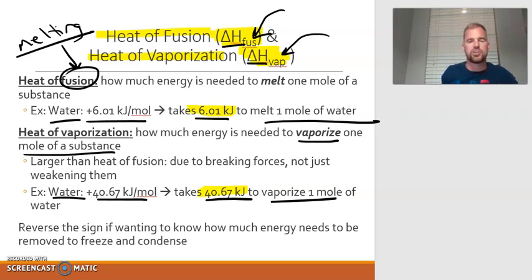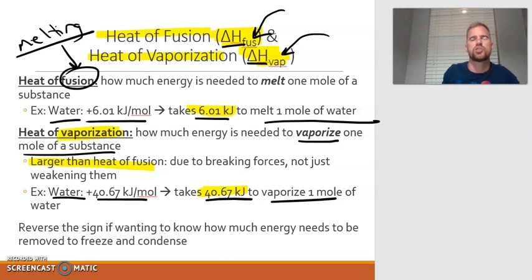The heat of vaporization is always larger, and that's because when you melt something, when you take something from solid to liquid, all you're doing is weakening the intermolecular forces. But when you take something from liquid to gas, you're breaking all the intermolecular forces. That takes more energy to do. And that's why the heat of vaporization will always be larger than the heat of fusion.